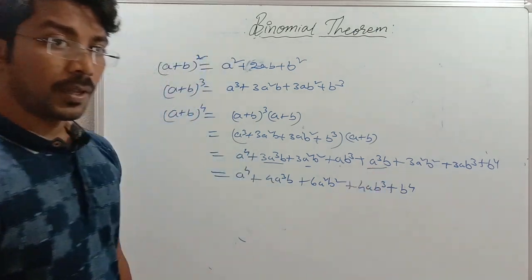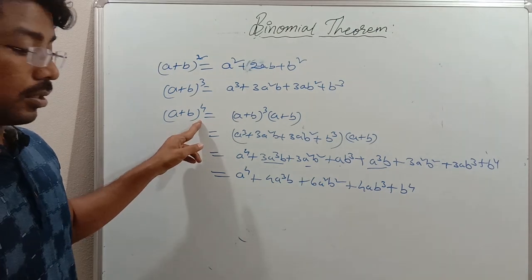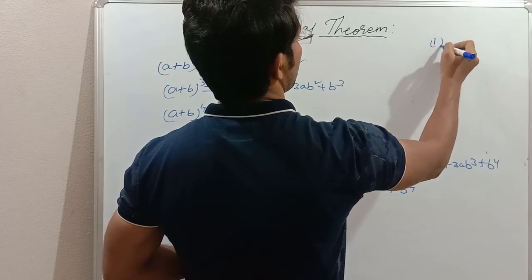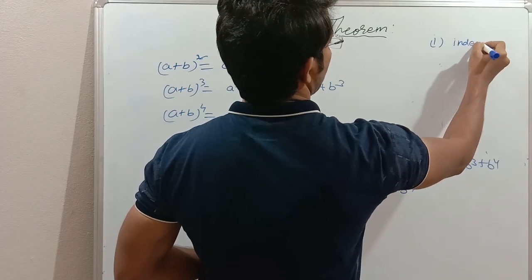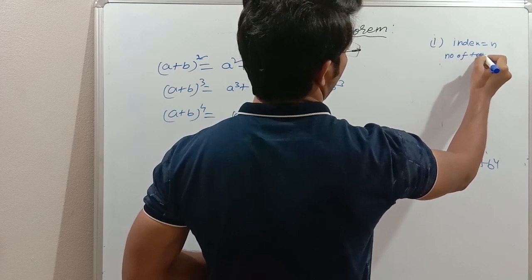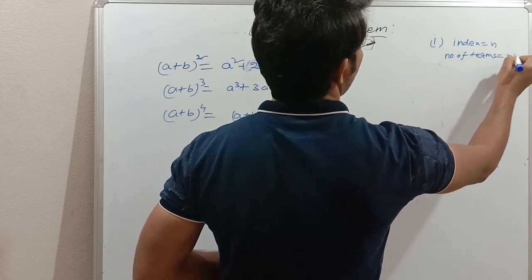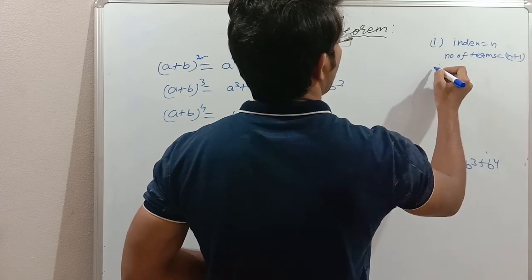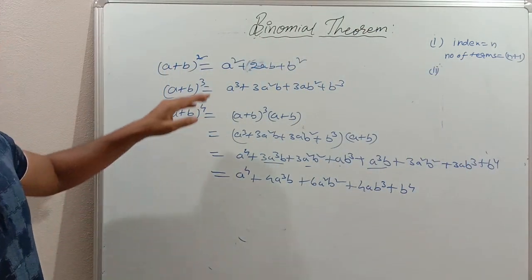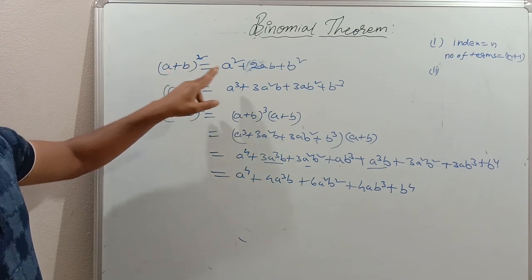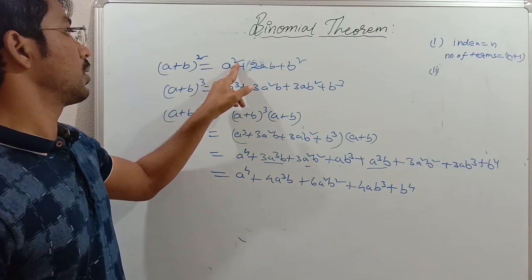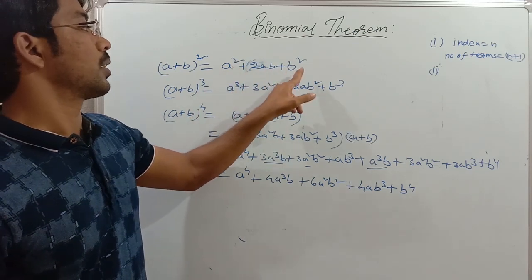So whenever the index is n, the number of terms is n plus 1. This is the first observation: index equal to n, then number of terms equal to n plus 1. Next, the second observation. Now if we observe here the power of a, first it is 2, next 1, next 0.